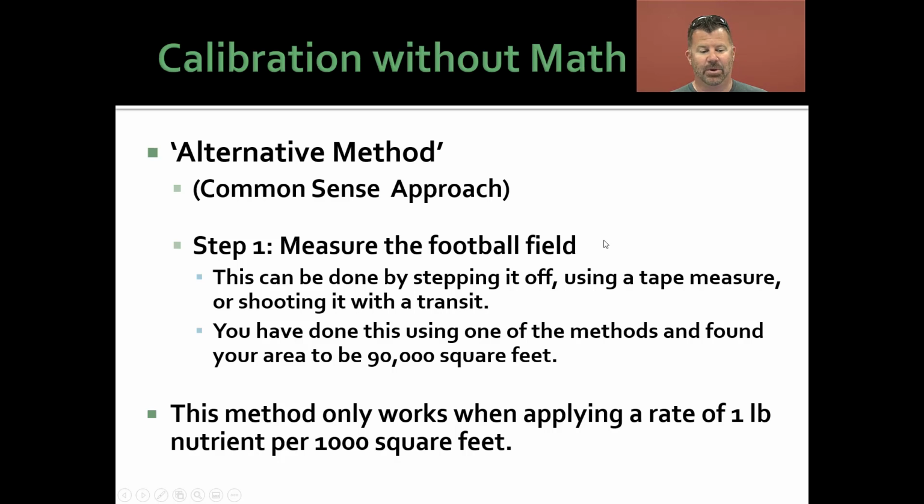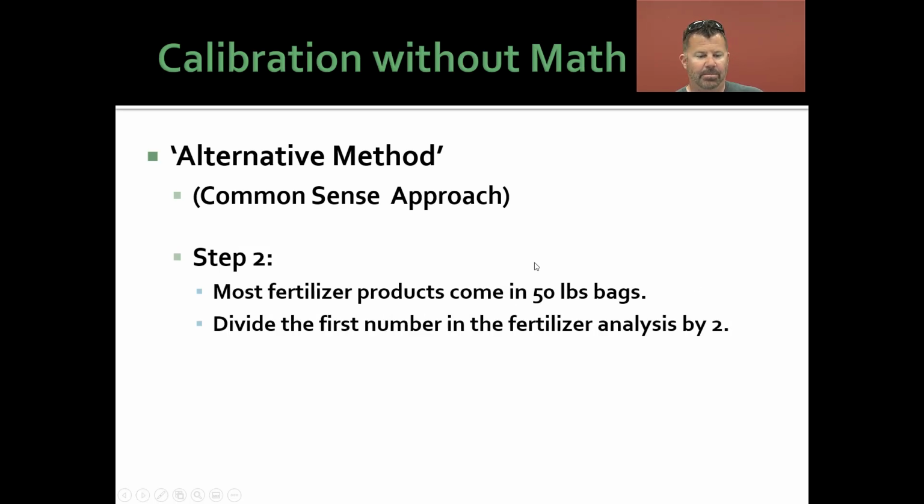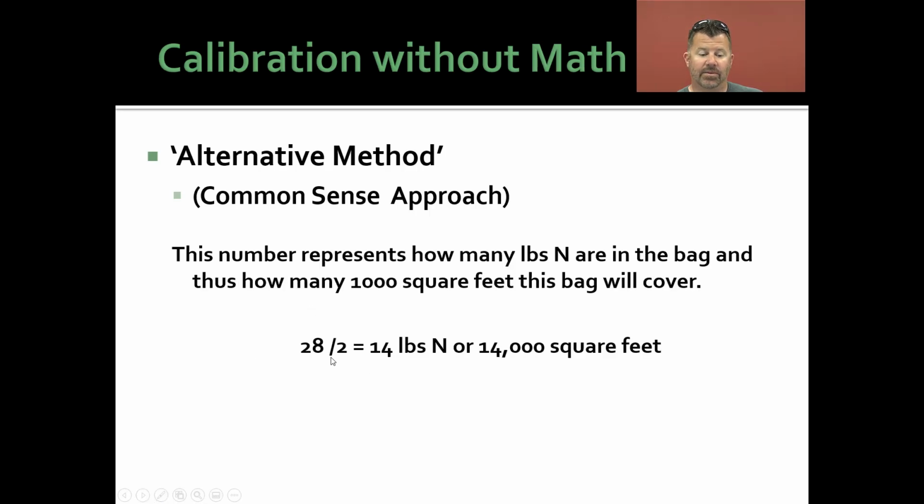So, alternative method, the common sense approach. Measure the football field. Again, this method only works when applying at a rate of 1 pound of nutrient per 1,000 square feet. Again, I love those problems where it's per 1,000 square feet. Most fertilizer product comes in 50-pound bags. Divide the first number in the fertilizer analysis by 2. So 28 divided by 2 equals 14 pounds or 14,000 square feet. This number represents how many pounds of nitrogen are in the bag and thus how many thousand square feet this bag will cover. So it will cover 14,000 square feet. So you divide the 28 by 2.